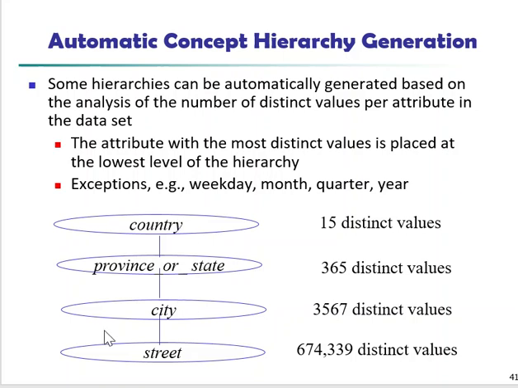However, we can see this is a heuristic approach because if we look at weekday, month, quarter, and year, weekday is a narrower concept than month, a month is narrower than quarter, and quarter is narrower than year. But months have more distinct values than weekdays. We only have 7 weekdays and we have 12 months. So this heuristic may or may not work, and a lot of times you could have something falling out of this order.